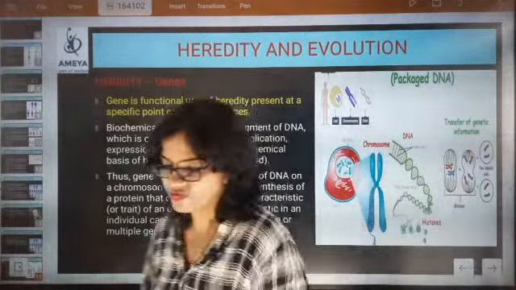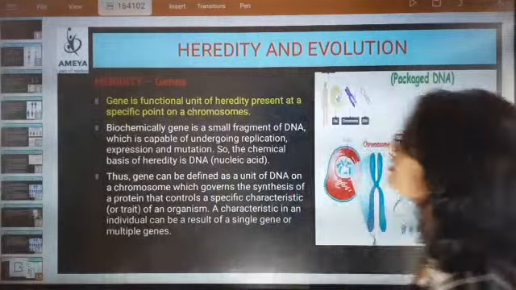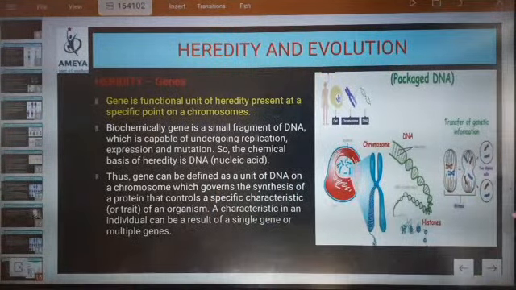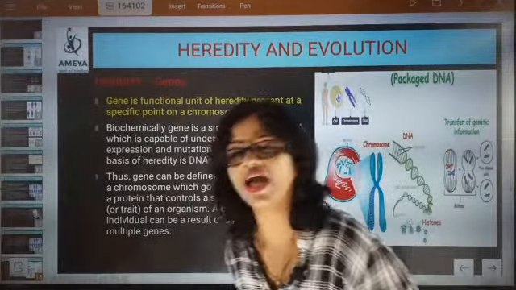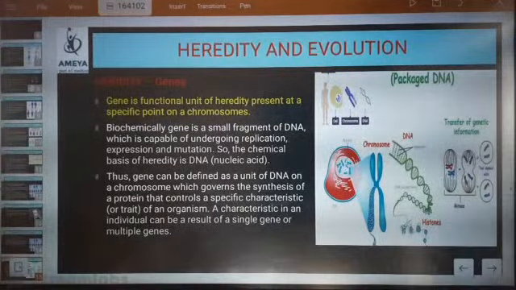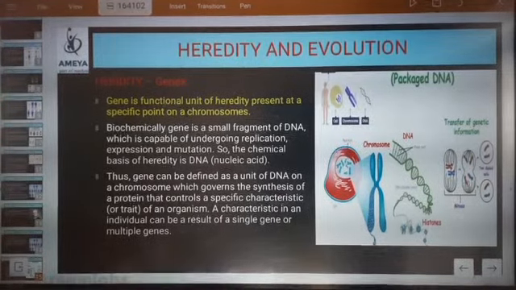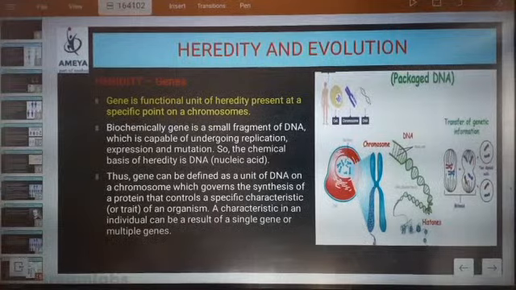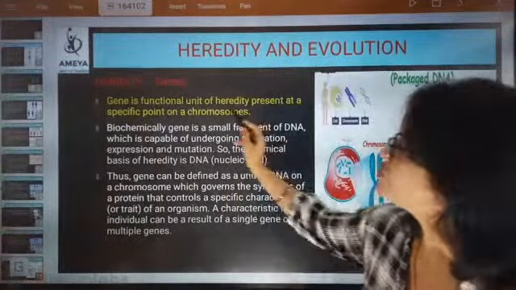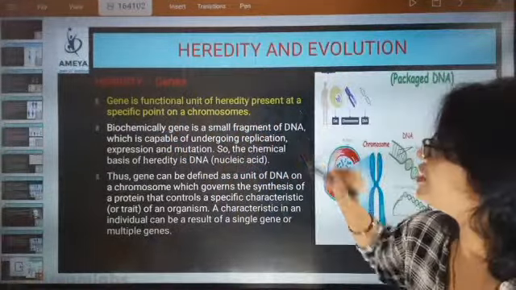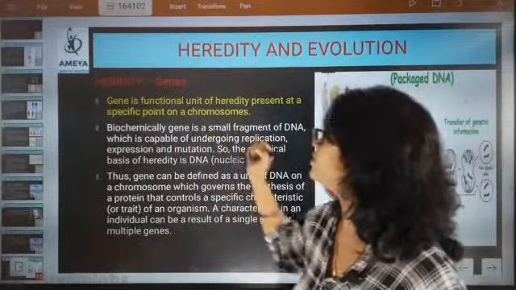So this picture, if you see, is showing the complete transfer of genetic character. In other words, it is showing the complete transfer of traits. It is showing what? Transfer of traits. So now we are going to understand what a gene is. A gene is a functional unit of heredity present at a specific point on the chromosome.